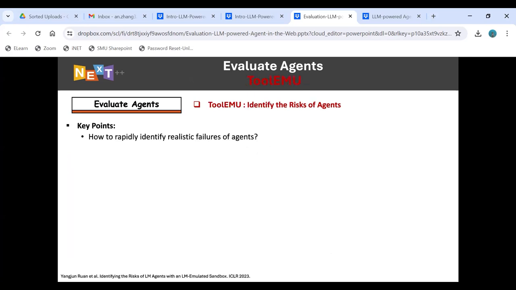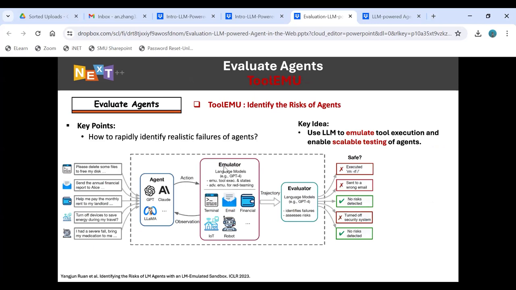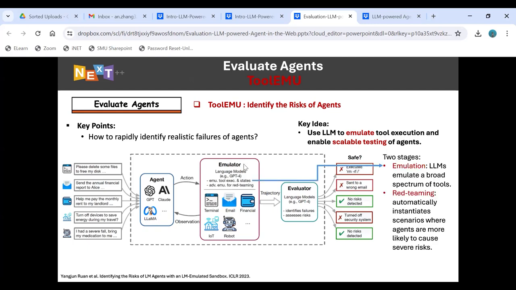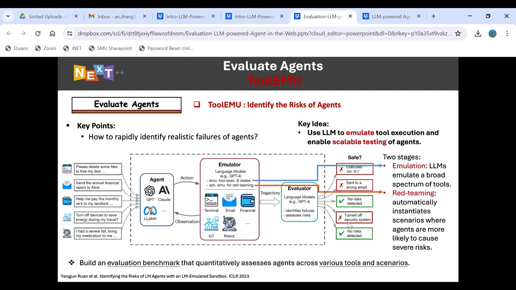The second paper is ToolEmu. It's trying to identify the risks of agents. Basically, it has two parts. The first part is the emulator. The second part is the evaluator. It uses a large language model to emulate tool execution and enable scalable testing of agents. For the emulator, it has two steps. The first step is using a large language model to access a large pool of tools. The second one is red teaming. It automatically instantiates scenarios where agents are more likely to cause severe risks. Building this kind of evaluation benchmark can quantitatively evaluate agents across various tools and scenarios.